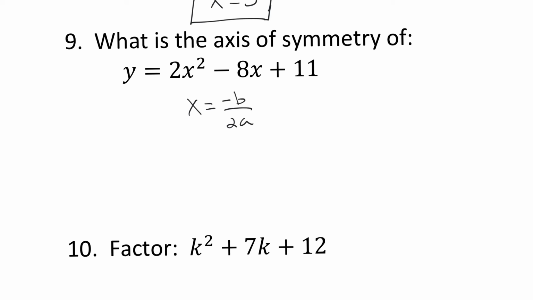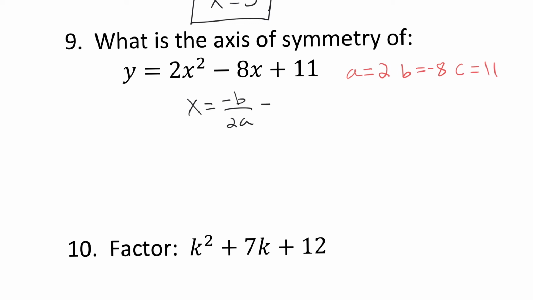So I'm going to look for my a value. This one, a is 2. That is the one with the x squared right there. B is negative 8, which is the one in the middle, the x term, the one with the x. And C, the constant, is 11. We don't need C again, but it's a very good idea to know what C is.